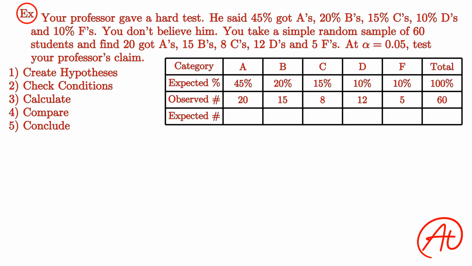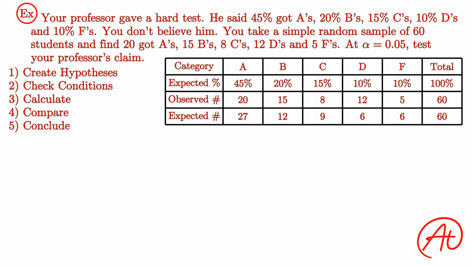To do that, we'll take the total number of students and multiply that by the percentage of each category. Doing that for each grade, we see that we would expect 27 students to have gotten A's, 12 to have gotten B's, 9 C's, 6 D's, and 6 F's.